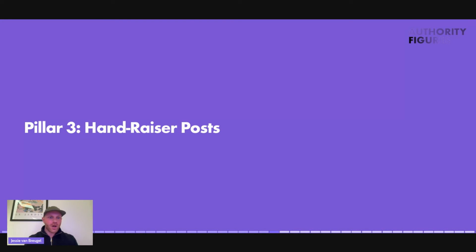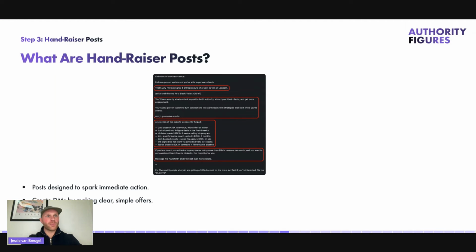Then pillar number 3. I would say deeper than authority content is what we call hand raiser posts, and these are excellent for generating leads. So bear with me as I walk through this. So what are hand raiser posts? These are posts that are designed to spark immediate action, and these are posts that create DMs by making clear and simple offers.